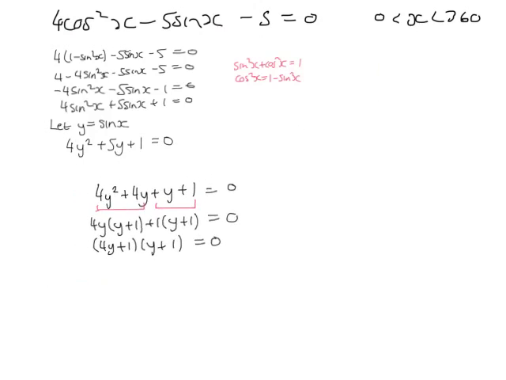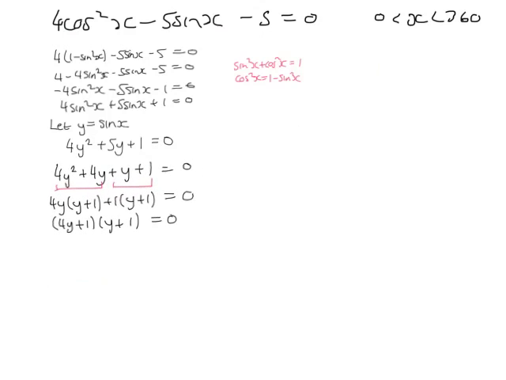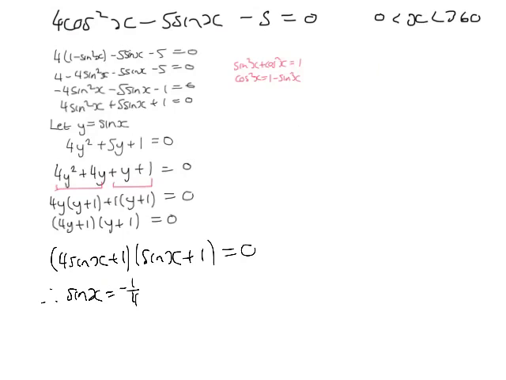Okay, so now we can substitute back in sine x equals y, and we get 4 sine x plus 1, sine x plus 1 equals 0. So therefore sine x equals negative a quarter, or sine x equals negative 1. So now we've got two mini trig equations, and we need to solve these in the range x is between 0 and 360.